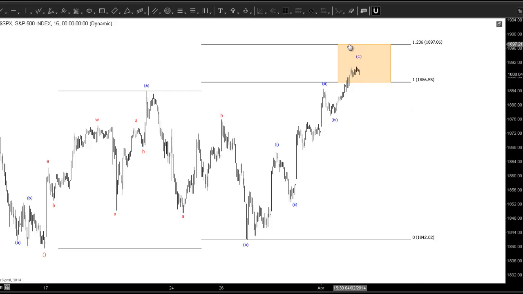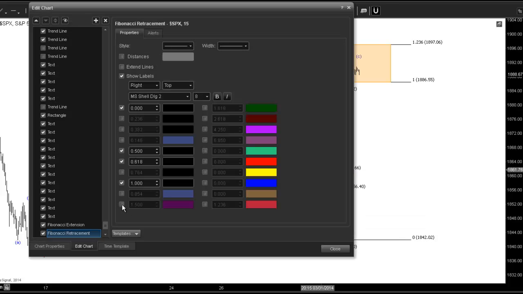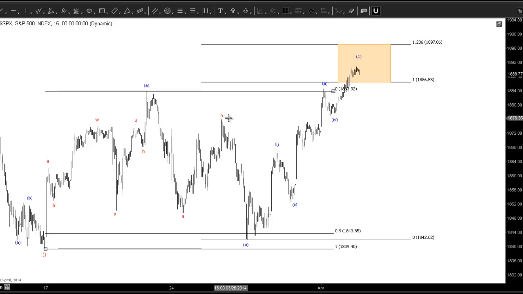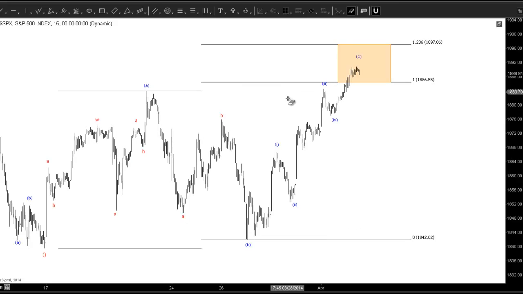As you can see, the 1.236 extension lies at 1897, and as this drop here was almost a full test of the low at 1839, we can see we retraced more than 90% over there. So let's put the 90% retracement level here on the chart. And you can see that this blue wave B was more than a 90% retracement of this blue wave A. Based on that, a flat idea makes sense here, a flat from this low, A up, B down, and that is the reason why we're looking for a five-wave move up from this low.